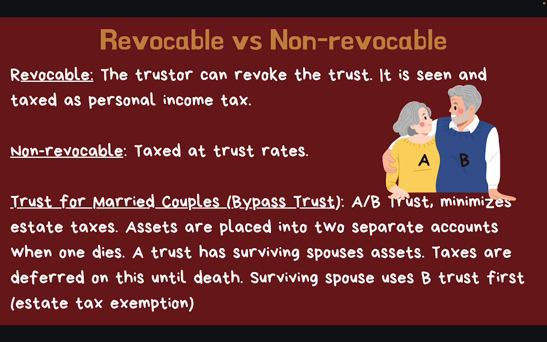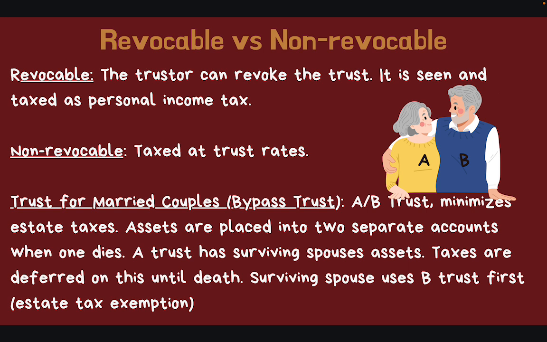Revocable, non-revocable. Whoa. Okay, now there is something called a bypass trust, and we're not talking about a heart issue. This is a trust for married couples. So I'm going to give you the example of these two lovely people. A-B trust. It minimizes the estate tax. Look at how happy they are. And they're happy because they know they've protected each other from taxes.